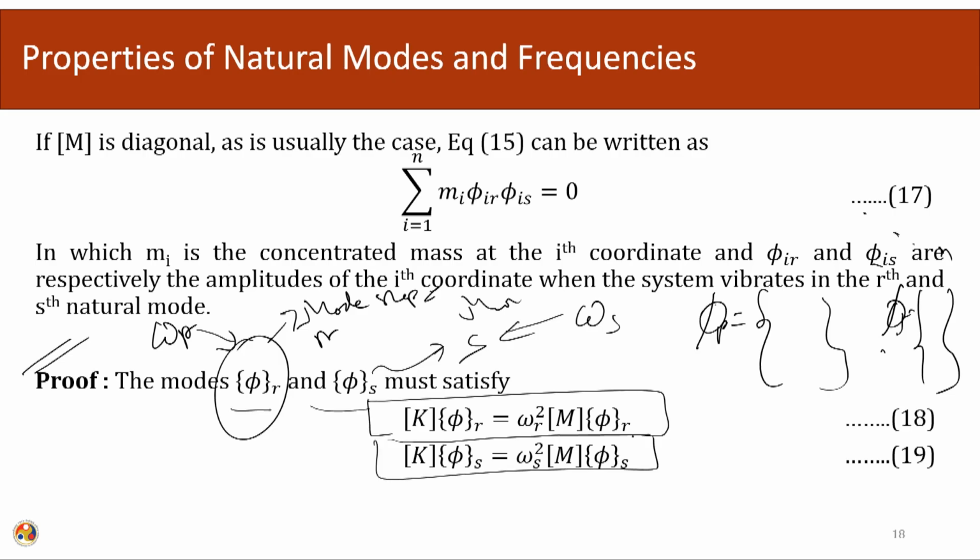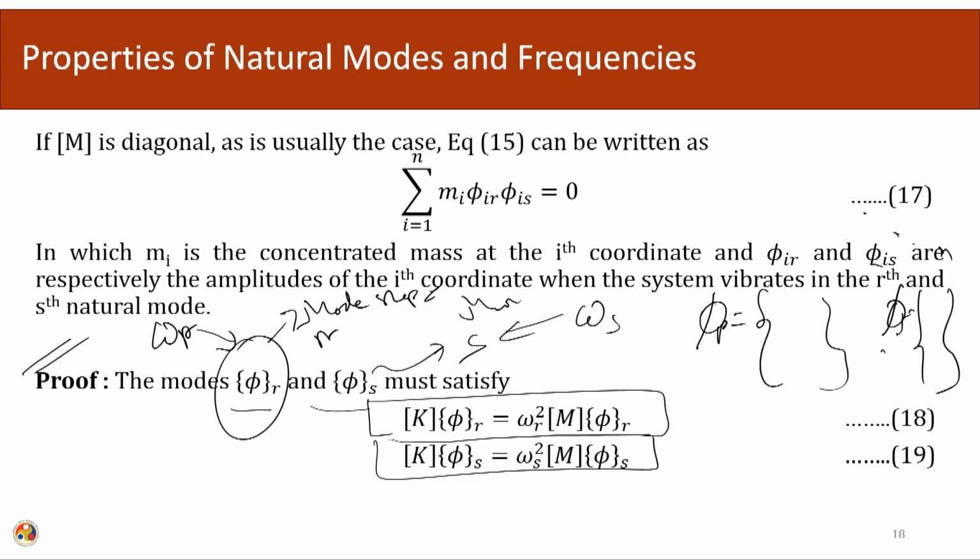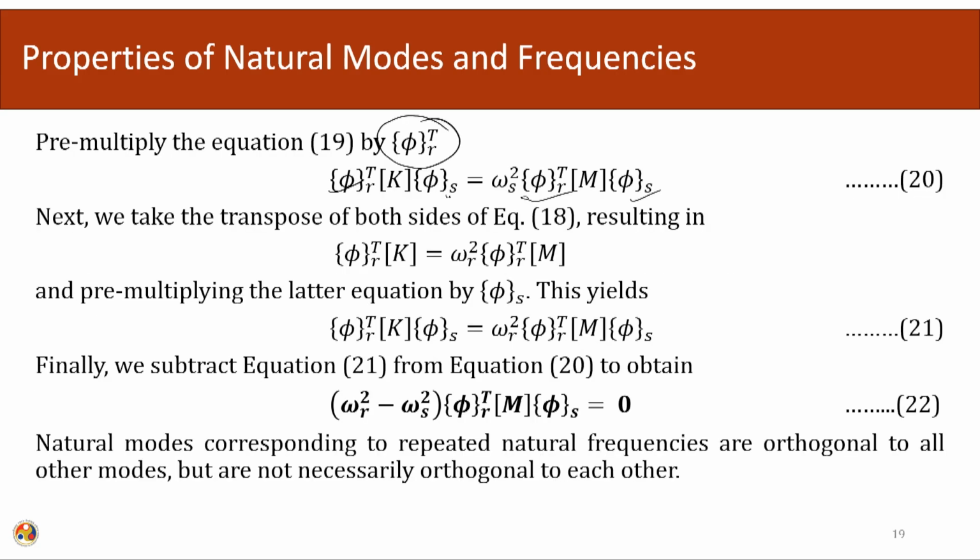Then we pre-multiply the equations with the corresponding mode shape. Here, in the first equation, we are pre-multiplying both sides by phi r. So we started with the phi r and phi s term, pre-multiplying both sides, so it should remain the same.